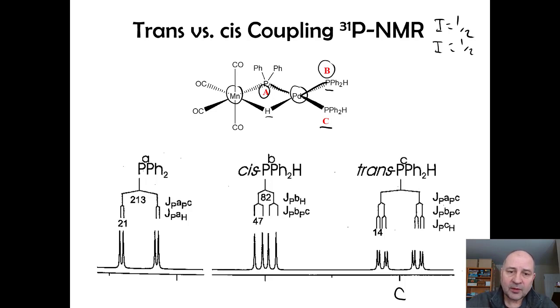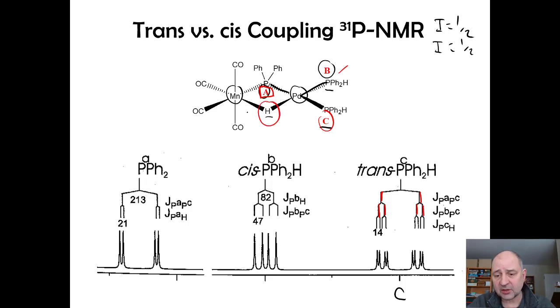So the phosphorus from the trans group is going to cause this rather large splitting here, which is much larger than the cis group, which is just as far away, but it's in the cis position, so it causes a much smaller splitting. So the two phosphorus are going to split this group C into a doublet of doublets. All right. And then, of course, the hydrogen is a much smaller nucleus.